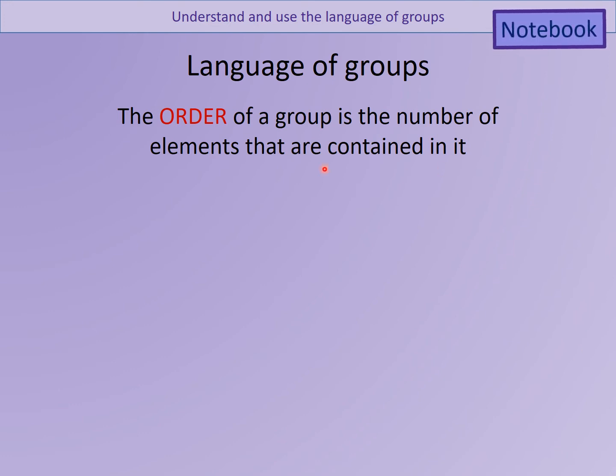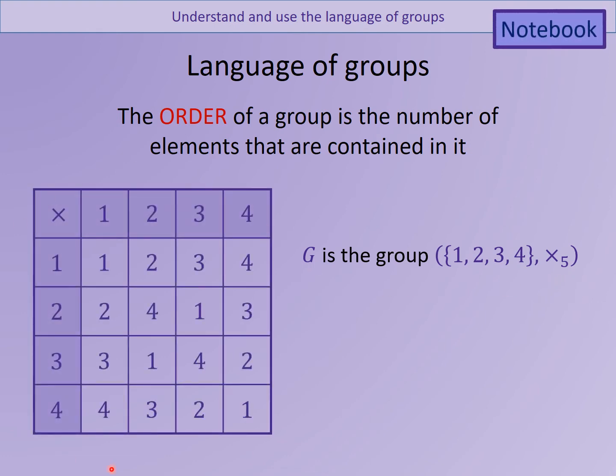We're talking about the order of a group. It's very easy to work out the order of a group because the order of a group is just the number of elements contained within it. So take the group {1, 2, 3, 4} under multiplication mod 5 that we looked at earlier on. So there it is. That's the group we looked at earlier on. The group G itself is just {1, 2, 3, 4}, exactly the same as that.